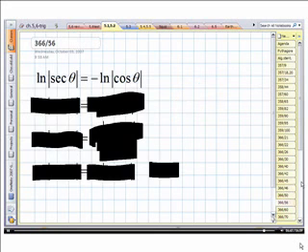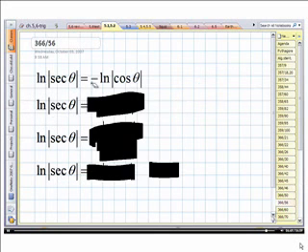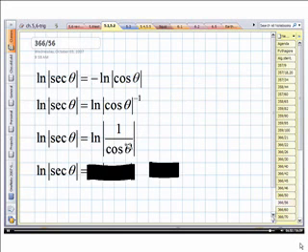And finally for this one, nothing changes on the left. The only thing we do is we take the negative and put it inside as an exponent. Cosine theta to the negative 1 is 1 over cosine, which is secant, and so there you go, ln secant equals ln secant.